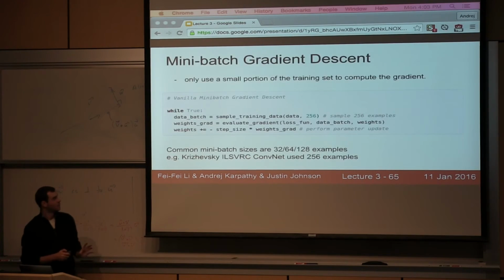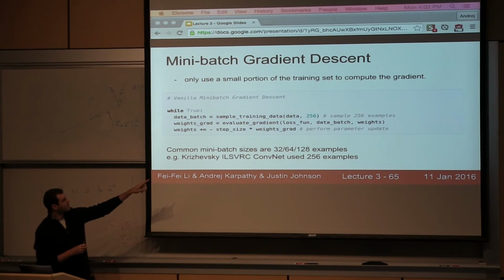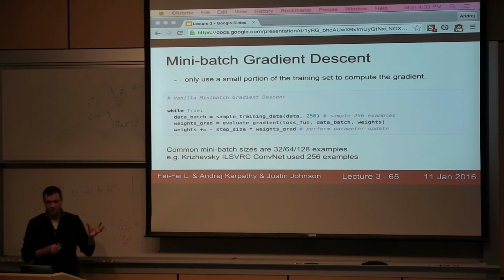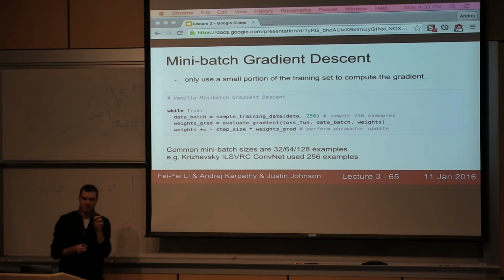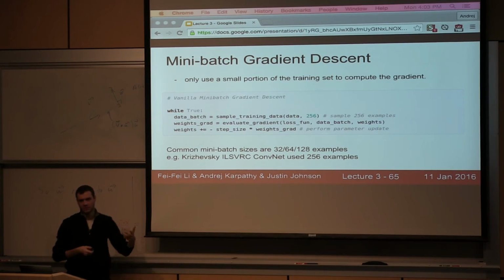In practice, there's this additional part I wanted to mention, where we don't actually evaluate the loss for the entire training data set. In fact, what we do is we only use what's called mini-batch gradient descent, where we have this entire data set, but we sample batches from it. So we sample, say, 32 examples out of my training data. I evaluate the loss and the gradient on this batch of 32, and then I do my parameter update. And I keep doing this over and over again.